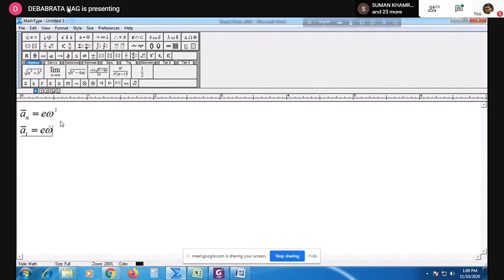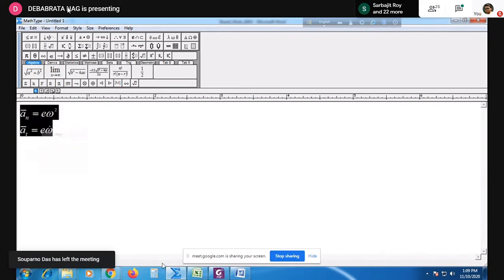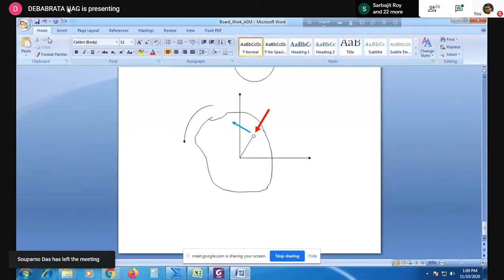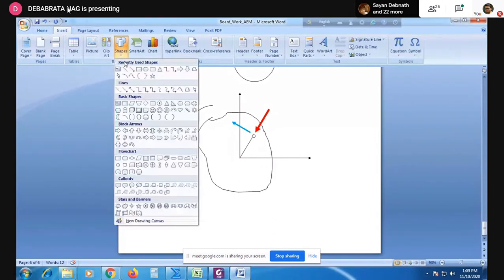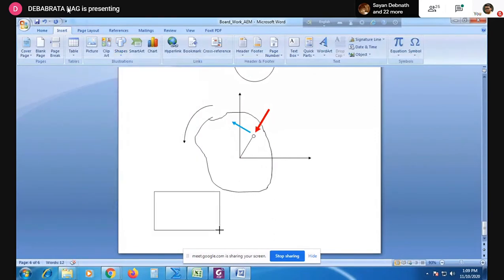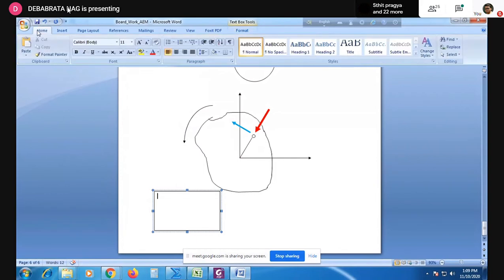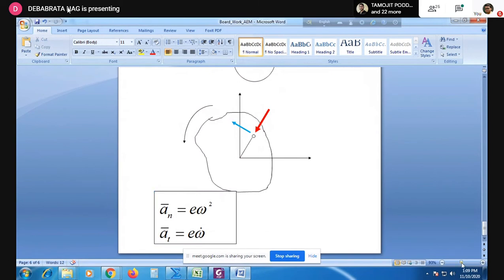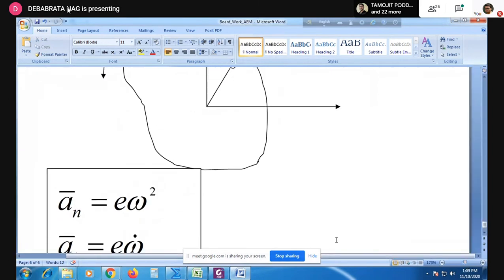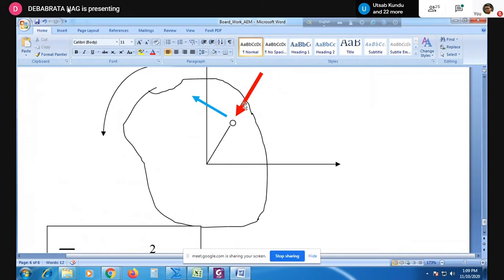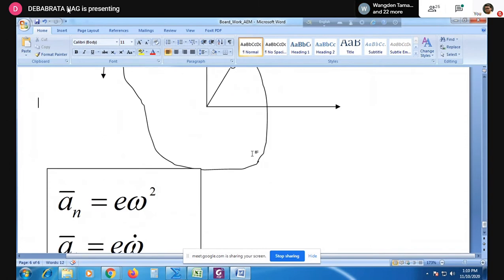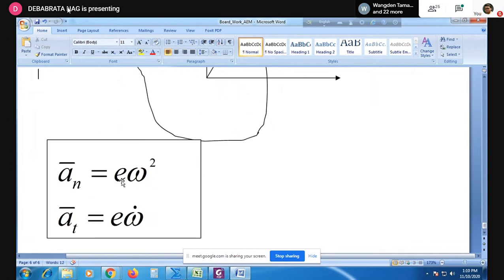So n will represent E omega square. I copy and paste it here so that you can see it in a larger mode. So this will be your a bar n, and this will be your a bar t, and remember this is E, the amount of eccentricity. So what will Newton's equation be?